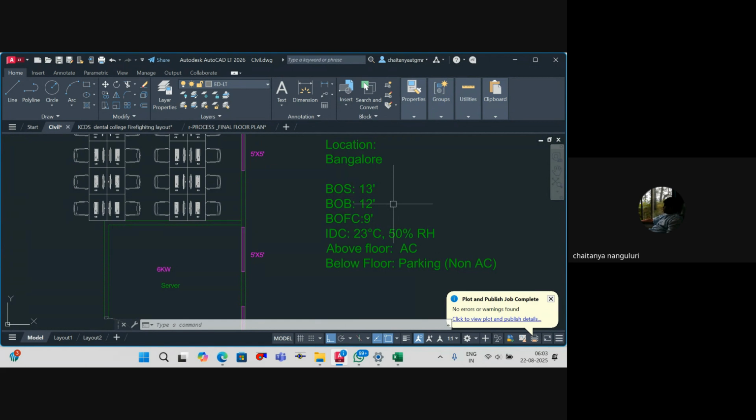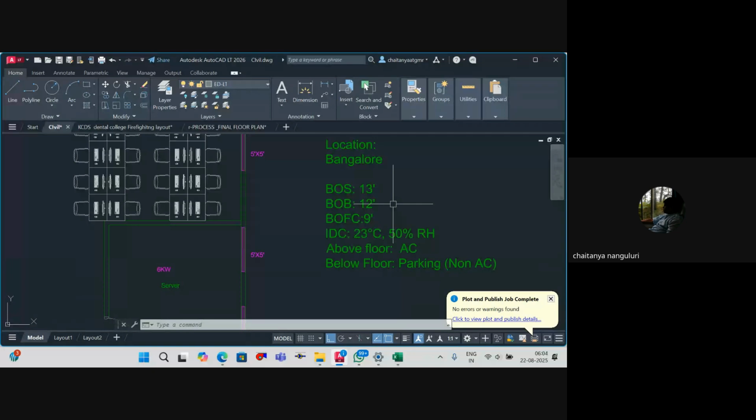So if your above floor is AC space, will there be any heat transfer from the top to the bottom or not? Above floor is also air conditioned, so there is no temperature difference. Heat always transfers from high temperature to low temperature. So above floor is AC means there won't be any heat transfer.